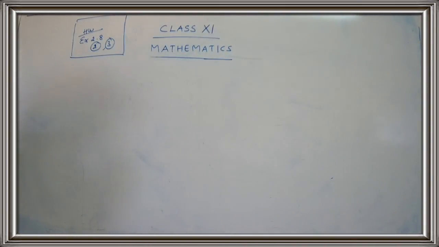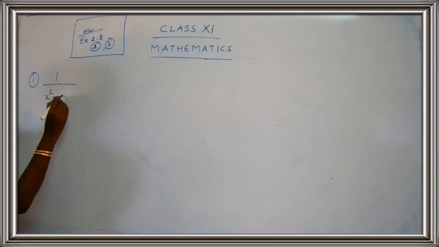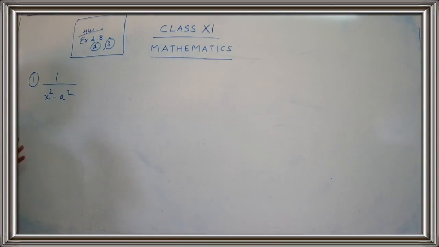Let's take the first question. 1 upon x square minus a square. This is very easy, and at the same time this is scoring. Once you are clear with the concept, you can just score full marks, but be careful. You have to think, and in some cases we are going to choose the values, so you have to be very careful when you choose the values. That's all. Once you are choosing a proper value for x, everything is done. We are able to get all the unknown values.